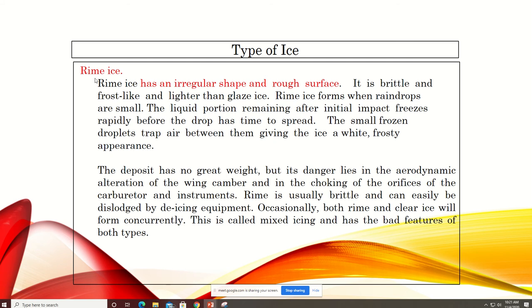Next, rime ice. Just now we covered glaze. This is rime. Rime has an irregular shape and a rough surface. It is brittle and frost-like, like snowy.